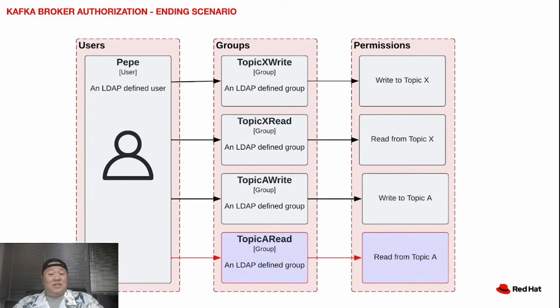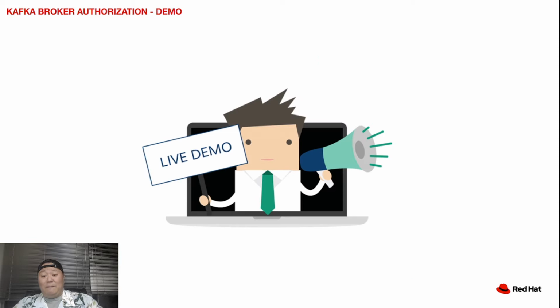So, that's great and all, but Peppy's kind of greedy and he wants it all. He can write to the topics that start with the letter A, but he also wants to be able to read from them as well. Luckily, we have a group, resources, policy, and permissions for supporting that need. All that we really need to do is add Peppy to the topic A read group. So how do we do that using LDAP? That's a great question. Let us proceed to demonstrate.